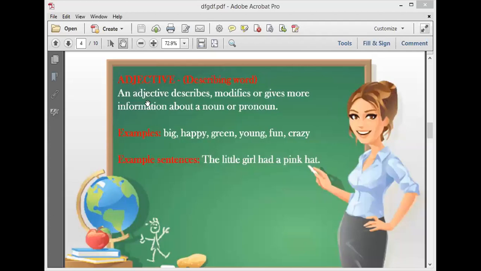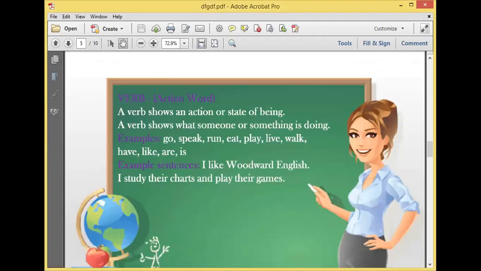So, an adjective describes, modifies, or gives more information about the noun or pronoun. Examples are big, happy, green, young, fun, crazy, and so on. So examples of adjectives in the sentence: the word little is an adjective which describes the girl, right? And pink describes the hats. It's clear, right?